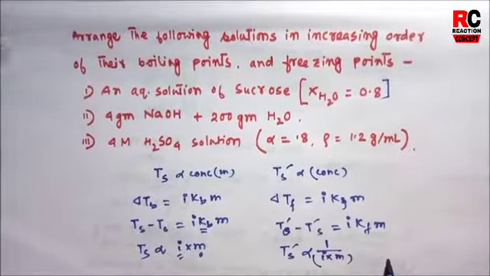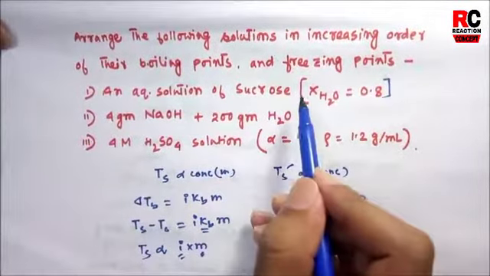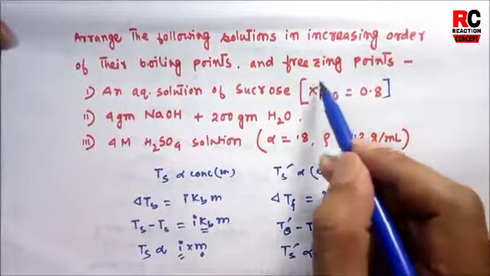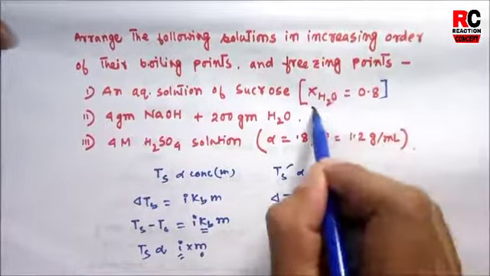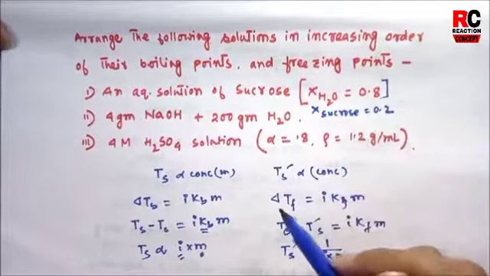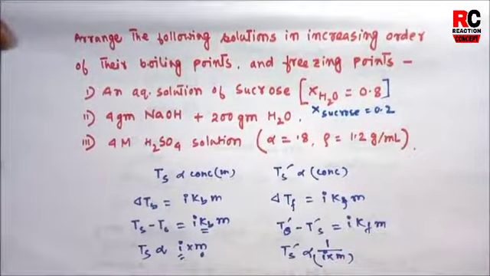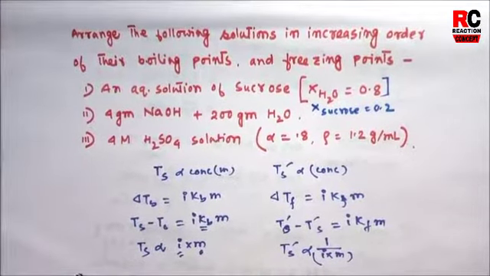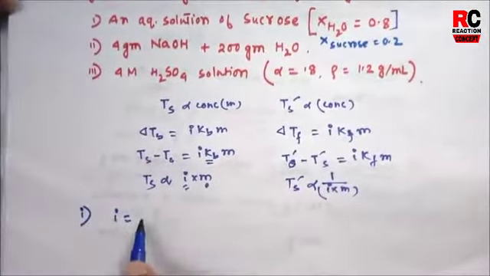So in the first solution, what is given is an aqueous solution of sucrose. In the solution, the mole fraction of the solvent part is given. So the mole fraction of sucrose would be 0.2. For the first solution, for sucrose, since it is a non-electrolyte, the Van't Hoff factor would be 1.